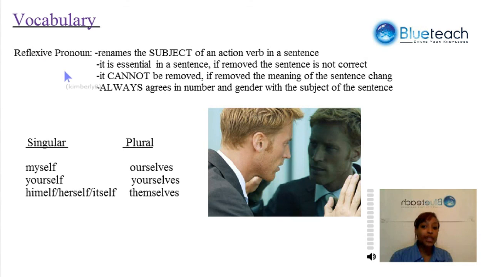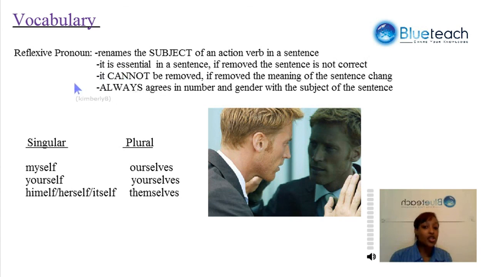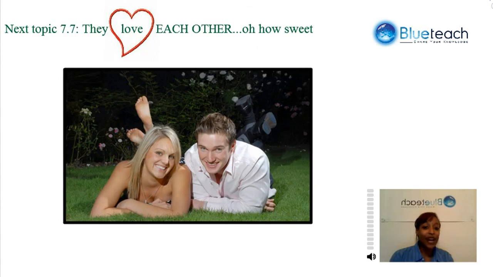A quick recap of what we've learned in this lesson: what a reflexive pronoun is, that it renames the subject of an action verb in a sentence, it's essential in the sentence, it cannot be removed, and it always agrees in number and in gender with the subject of the sentence. And here we also see the list of all the reflexive pronouns. I put this image of a mirror in here to remind you that a reflexive pronoun is really a reflection, an enhancer of the pronoun or noun that it is replacing, that it is renaming in a sentence.